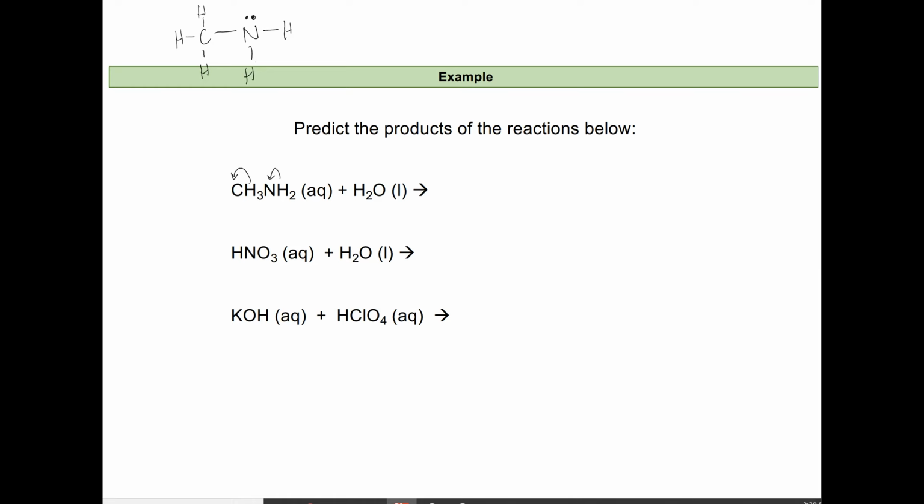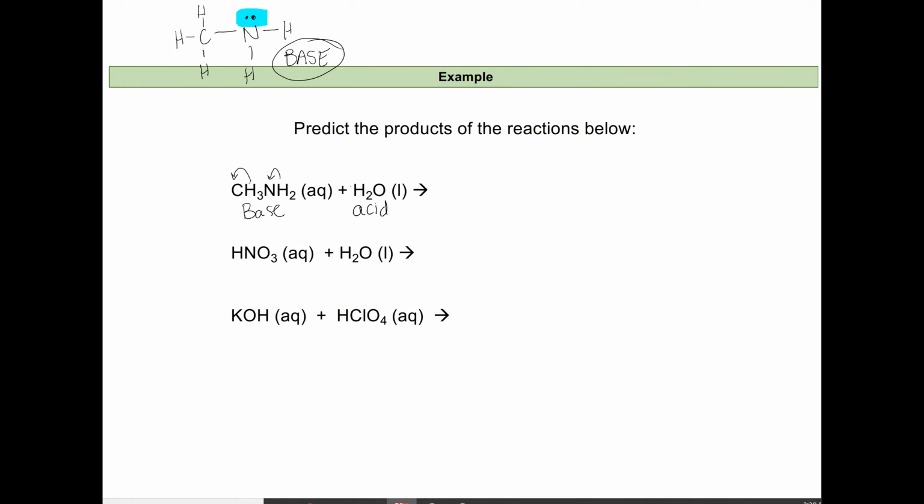Now, while this nitrogen has hydrogens bonded to it, so these could act as an acid, it has a lone pair. And when you have a nitrogen with a lone pair, these are going to typically, and so let's say always for this class, act as a base. So I've got a base. That means my water will act as an acid.